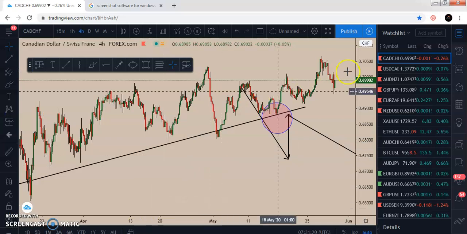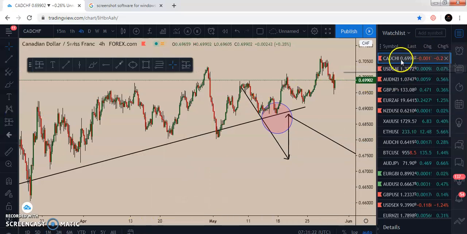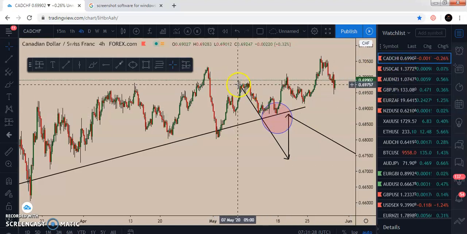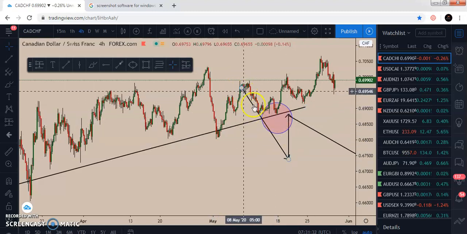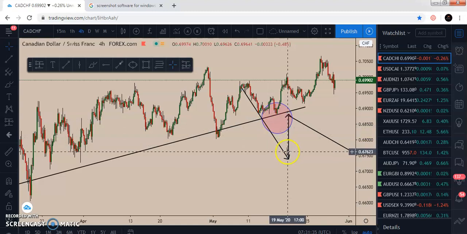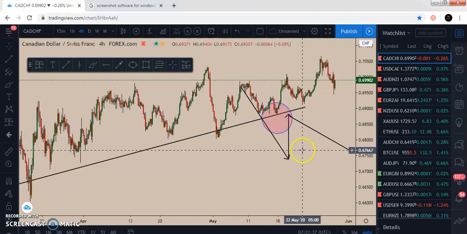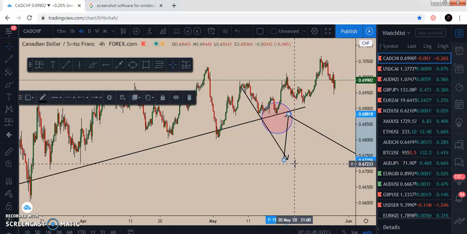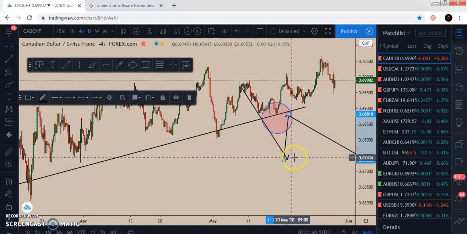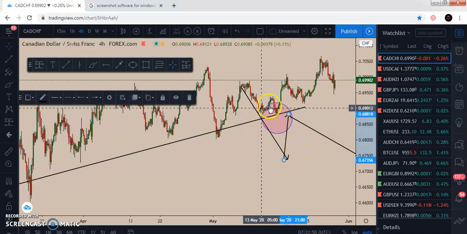Okay, now as you can see, the first pair on our watch list for last week was the CAD CHF, and as you can see from the CAD CHF, we're expecting a push to this area at least to break the upward trend line, and at the retest of the trend line, we'll look for one of our possible entry from the 4-hour time frame, which you can see here. But unfortunately, the market didn't provide what we want, and we didn't take this trade.